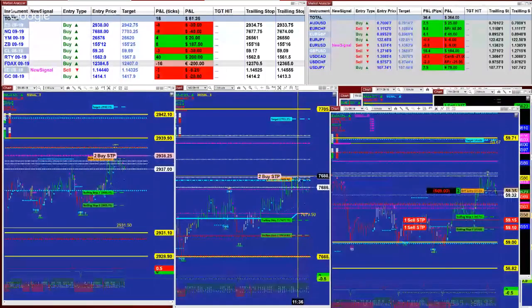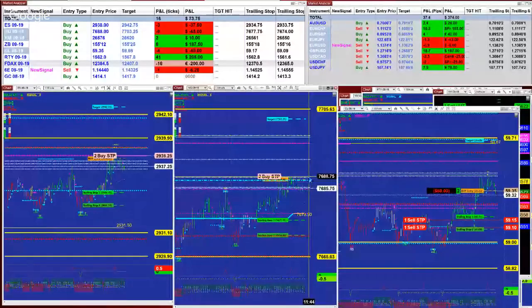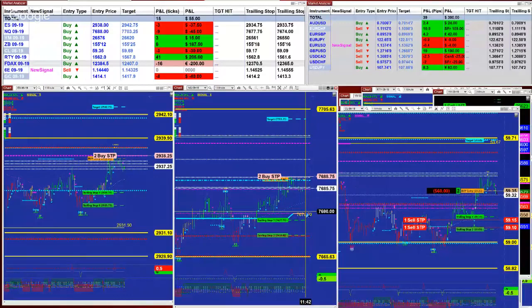The same thing here on the ES. If this market decides to go up, we are ready for a trade. If the market is going to give us a hard time coming to the pullback re-entry at 79, we are ready for it.